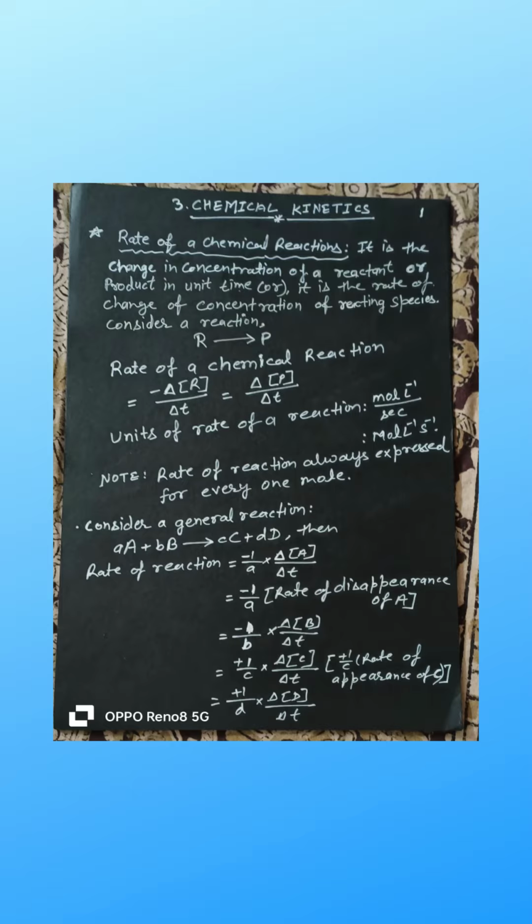So we say, rate of reaction is equal to the decrease in concentration of the reactant per unit time or the increase in concentration of the product per unit time. A minus sign is used in the case of reactant because its concentration decreases.